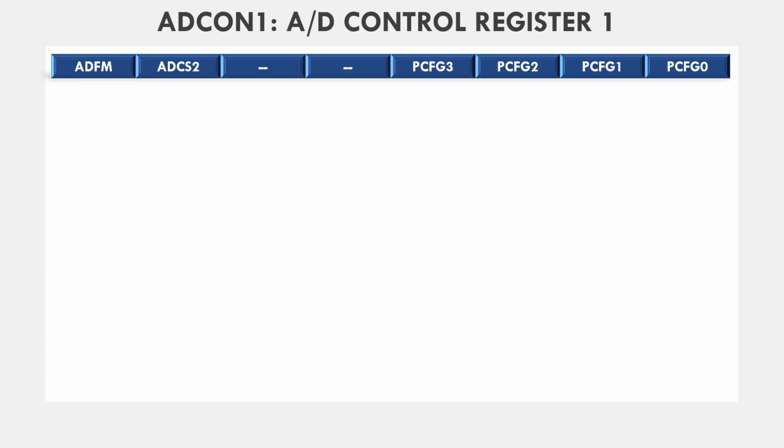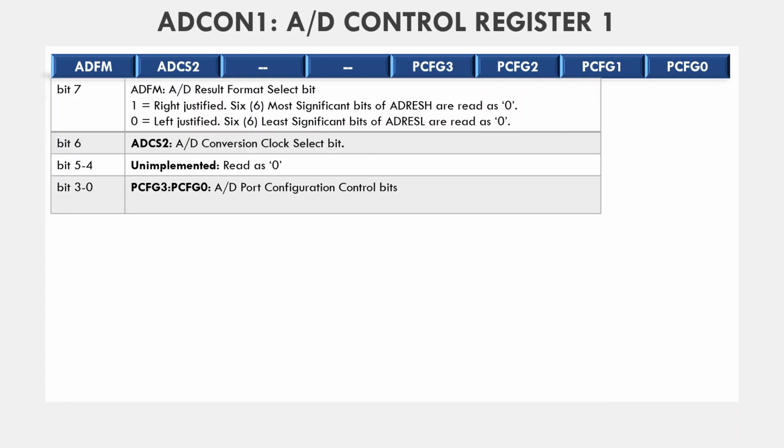The next register is ADCON1. This is also an 8-bit register, where bit number 7 is ADFM, the analog to digital converter result format select bit. Since this is a 10-bit ADC but the result register has 16 bits, by setting this bit we can make the result right justified, and by resetting this bit we can make the result left justified.